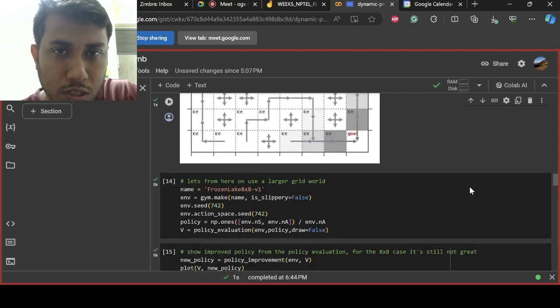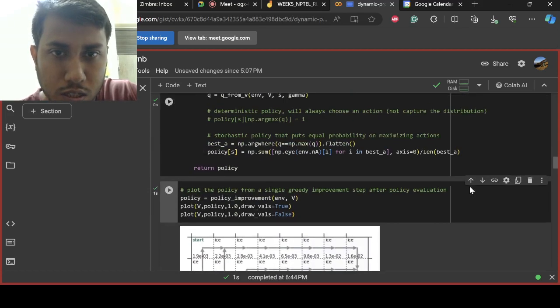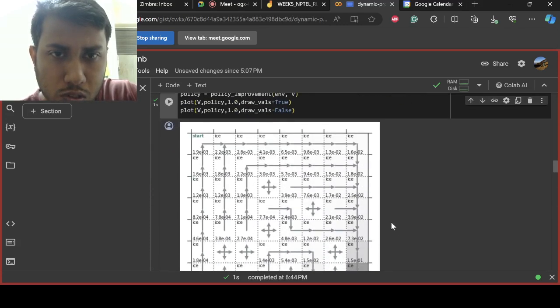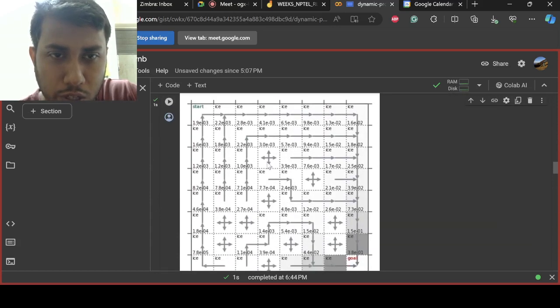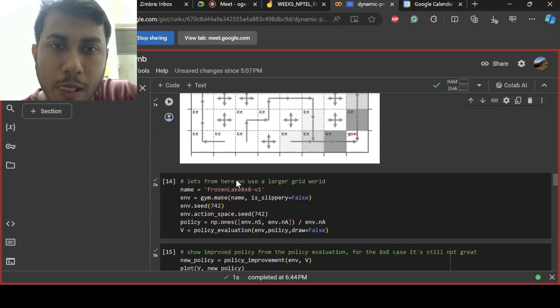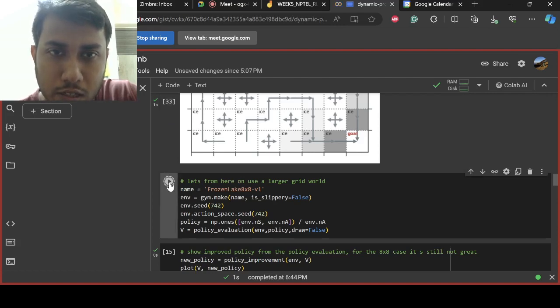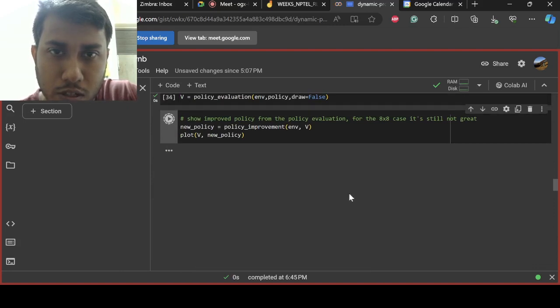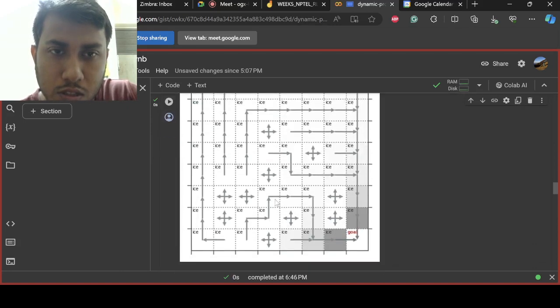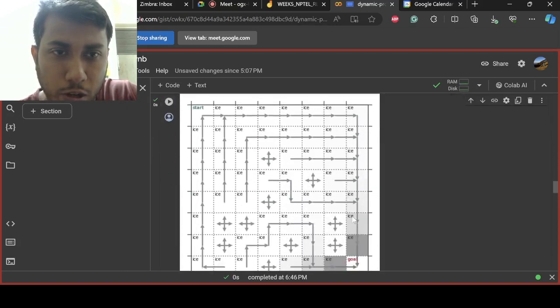Okay, so that's one value draw and non-value draw. Now let's use a bigger grid. Let's plot it. So here you get the same kind of policy evolution chart.